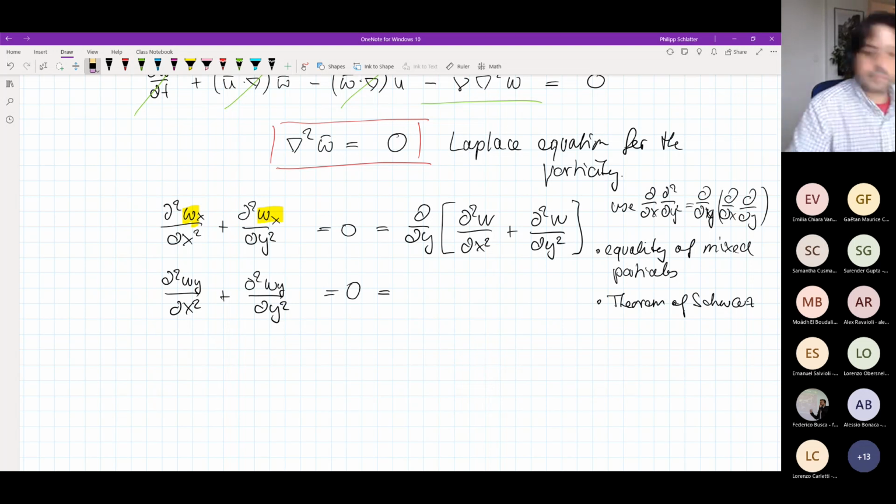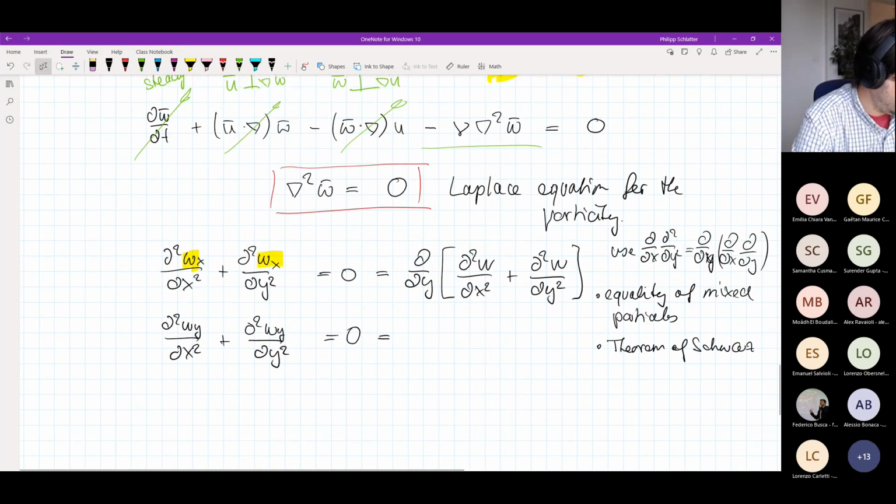Professor, I have a question. Why in the first and the second equation we didn't put d square omega x on the z square? You mean this one? Yes. Because this is 0, because there is no change in the z direction.